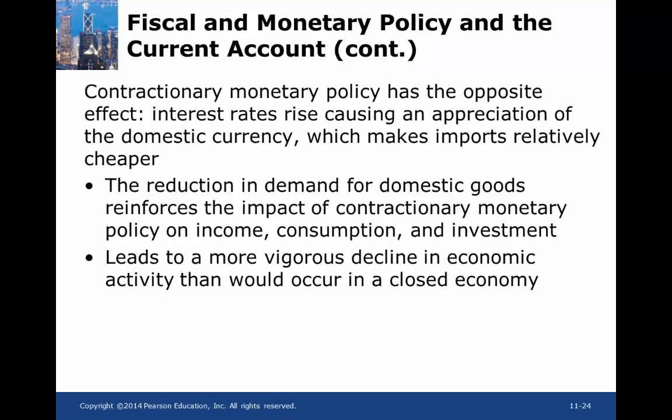Fiscal and monetary policy and the current account. Contractionary monetary policy has the opposite effect. Interest rates rise, causing an appreciation of the domestic currency, which makes imports relatively cheaper. The reduction in demand for domestic goods reinforces the impact of contractionary monetary policy on income, consumption, and investment, and leads to a more vigorous decline in economic activity than would occur in a closed economy.